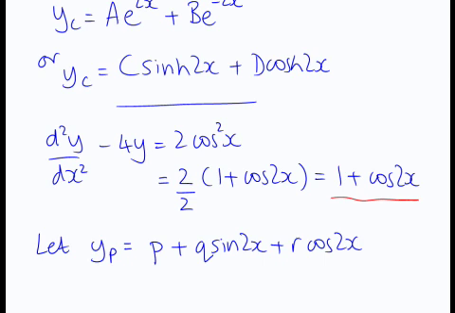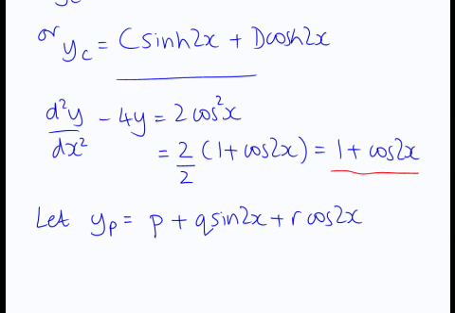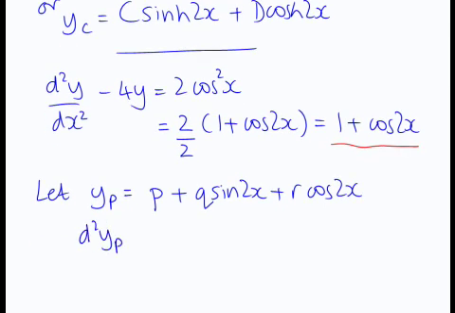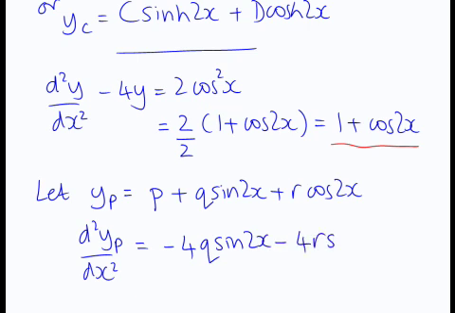I now substitute this expression, this solution yp, into the differential equation, and I can equate coefficients and hopefully find the unknown p, q and r. So I'll do that now. First of all I need to differentiate yp twice. I'll do that all in one go. p is a constant, so it will disappear to 0. Sin 2x, if I differentiate that twice, I get cos and then minus sin, so I get minus 4q sin 2x. And similarly, I get minus 4r cos 2x.